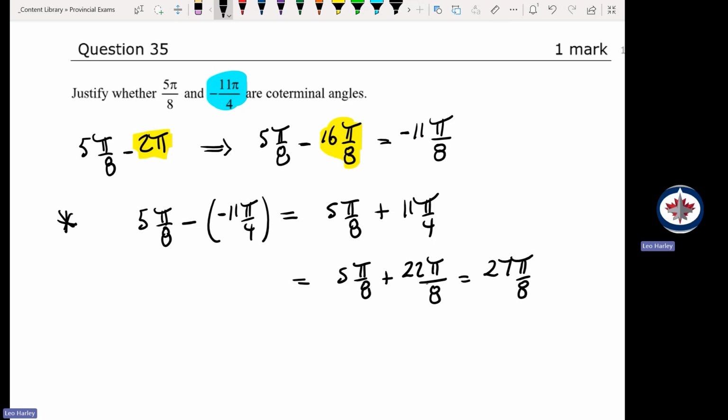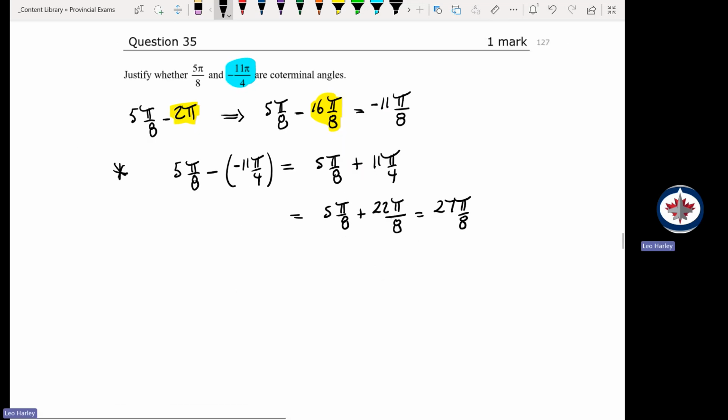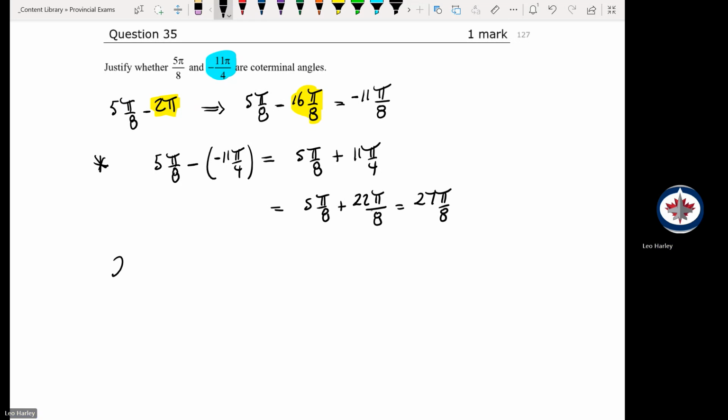Is that a multiple of 2 pi? The multiples of 2 pi would be 16 pi by 8. Double that again, 32 pi by 8. Is it safe to say that 27 pi by 8 is not a multiple of 2 pi? Sure. Yeah.